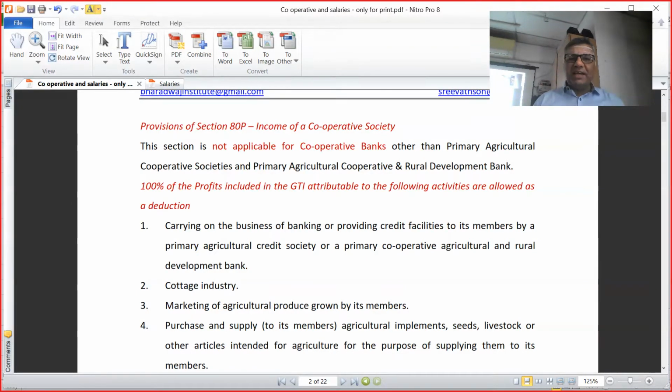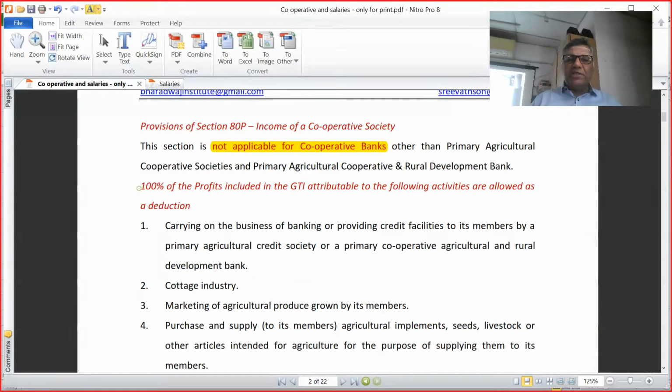The first criteria is not applicable for cooperative banks. Now, cooperative banks are commercial banks. Let them compete with the other banks is the intention of the government. So they said this is not applicable for a cooperative bank, but a primary agricultural cooperative society can claim it. Okay, those which are there in agriculture.